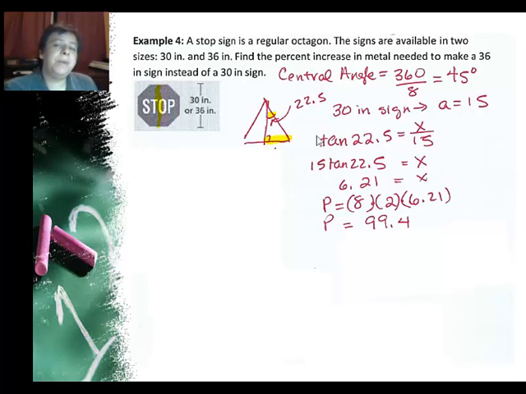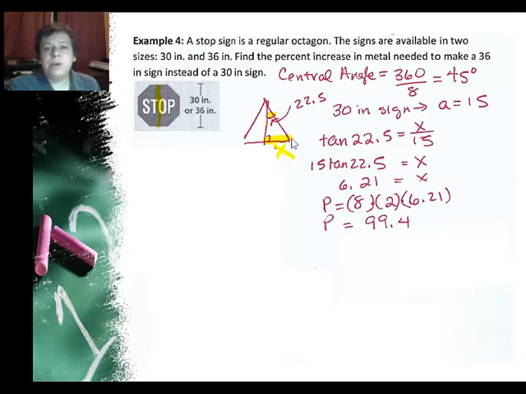So I use my trigonometric functions, tangent in this case, because I'm looking for this opposite side, which is x. I know this is 15. Opposite over adjacent is tangent. Tangent of 22.5 equals x over 15. I multiply both sides by 15, and I get a value of 6.21.